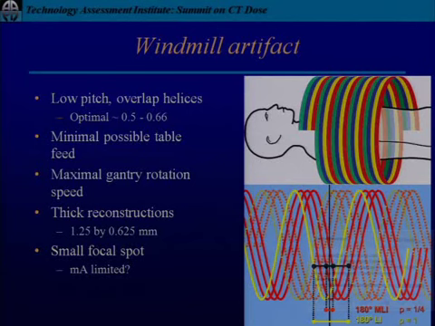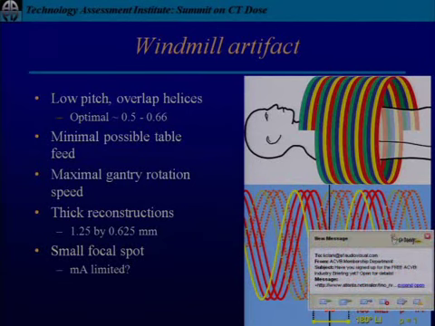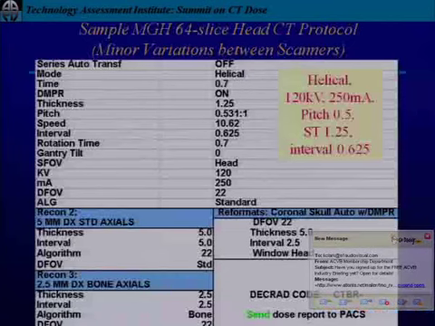And one way of getting rid of this windmill artifact would be to overlap your helical slices, use minimal possible table feed, maximal possible gantry rotation, and use thicker slices. Essentially, the finer your helix, the less the artifact. The closer you bring it to an axial scanning mode, the better it would be. Okay.